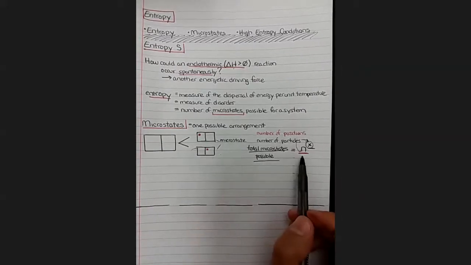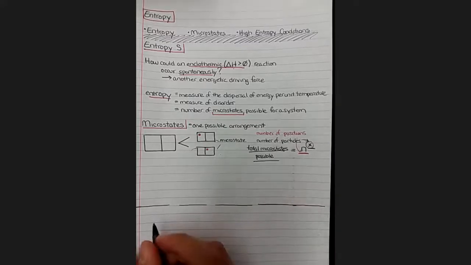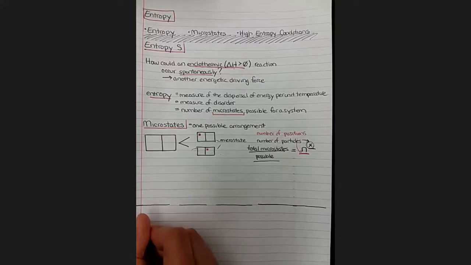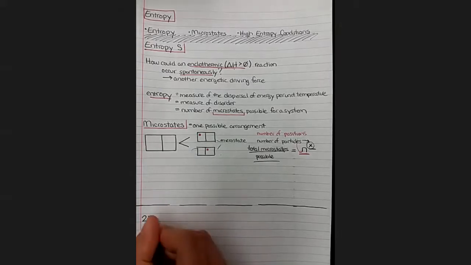So the total number of microstates possible was 2 to the first. So let's put that down here. We had 2 possible locations. We had 1 particle in the system. 2 to the first is 2 total possible microstates.